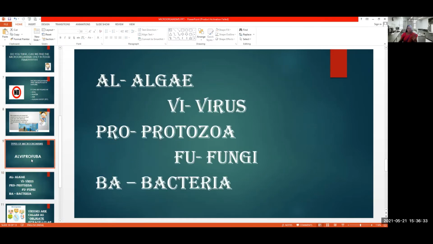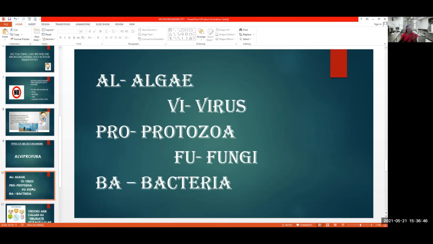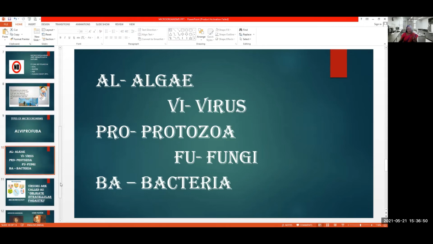Could you tell me what Algae Profuba is? Algae, virus, protozoa, fungi, bacteria. Could anyone tell me again? Yes, from the girls' side: algae, virus, protozoa, fungi, and bacteria.